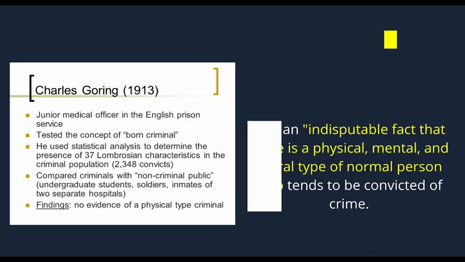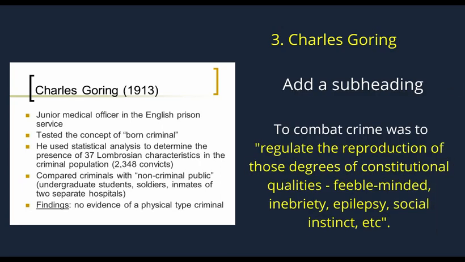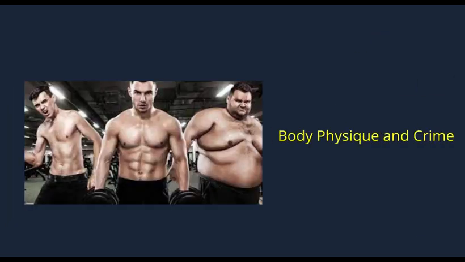Goring went on to argue that one of the three measures in which to combat crime was to regulate the reproduction of those degrees of constitutional qualities: feeble-minded, inebriety, epilepsy, social instinct, etc. In the next section, body physique and crime and personalities involved in explaining crime through body shapes will also be presented. See body physique and crime.